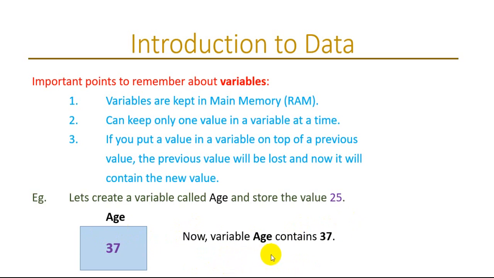Now variable age contains 37. The previous value 25 is lost. So from this point onwards, if you refer to age, the value in age will be 37, not 25 anymore, because a variable can keep only one value at a time. So earlier it had 25, now we put 37, 25 is lost, it's now containing 37 only. The previous value is not there anymore. So now we have gone through numeric data.